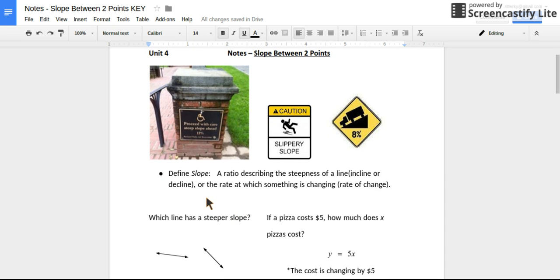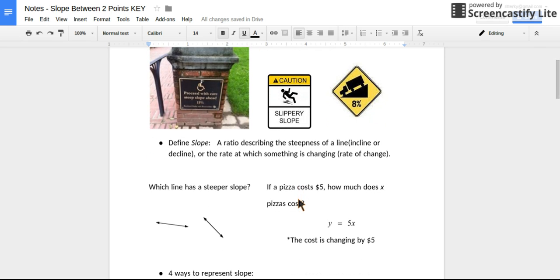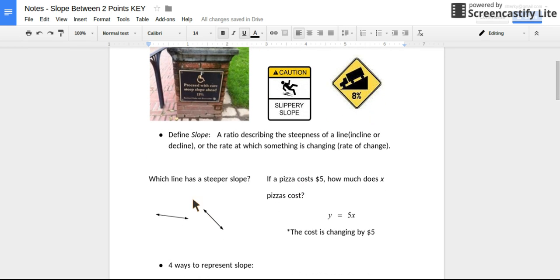It could also be used to describe the rate at which something is changing, or rate of change is how it's usually referred. In geometry, we're going to talk a lot more about slope in reference to a line or the steepness of a line. Algebra classes tend to talk more about that rate of change when they're talking about functions or equations describing relationships.